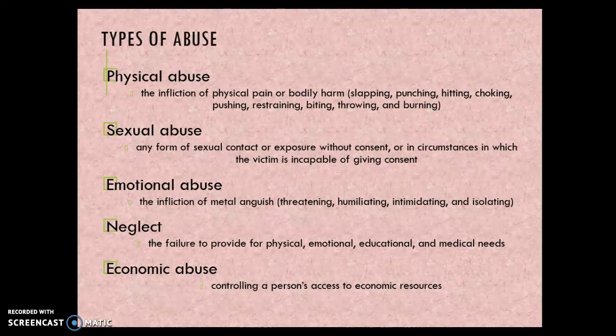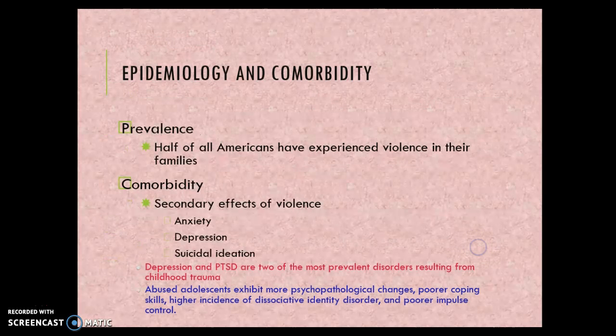So the types of abuse, you have physical abuse. This can be any kind of pain, causing pain or physical pain and any bodily harm. So slapping, punching, hitting, choking. Sexual abuse, this is any kind of sexual contact without consent or in the circumstances of when the victim is incapable of giving consent. Emotional abuse is the infliction of mental anguish, so threatening, humiliating, intimidating, and isolating. Neglect, the failure to provide for physical, emotional, educational, and medical needs. And economic abuse, this is controlling a person's access to economic resources.